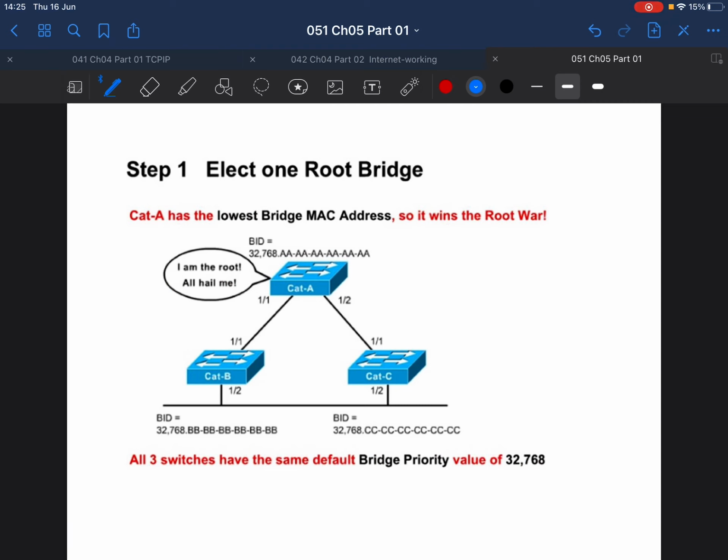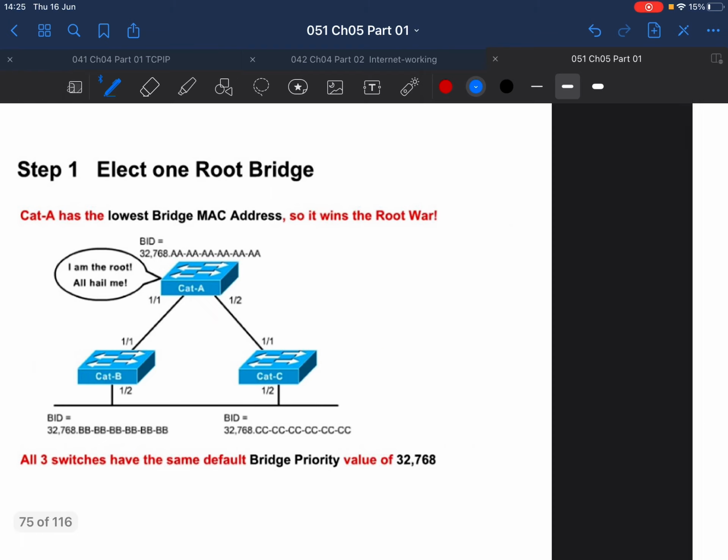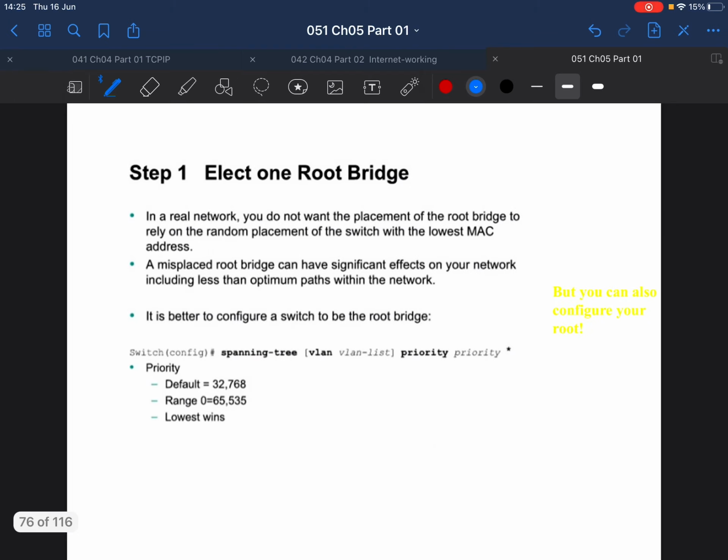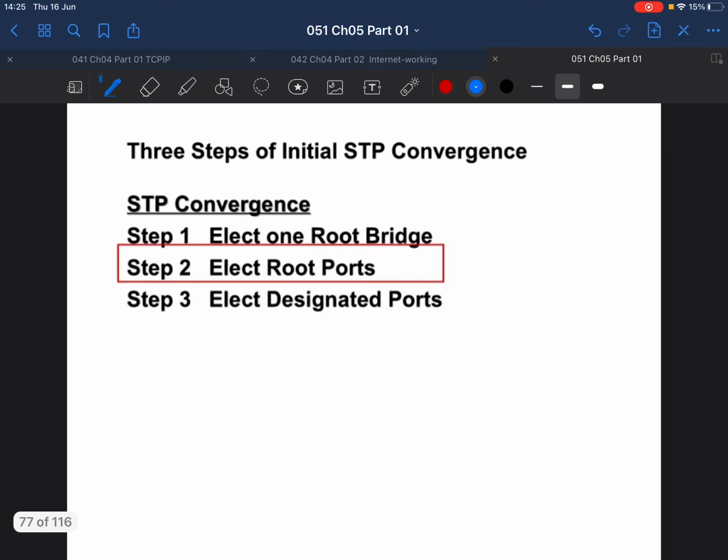Step 1, elect one root bridge. All 3 switches have the same default bridge priority value of 32768. So you can read this.